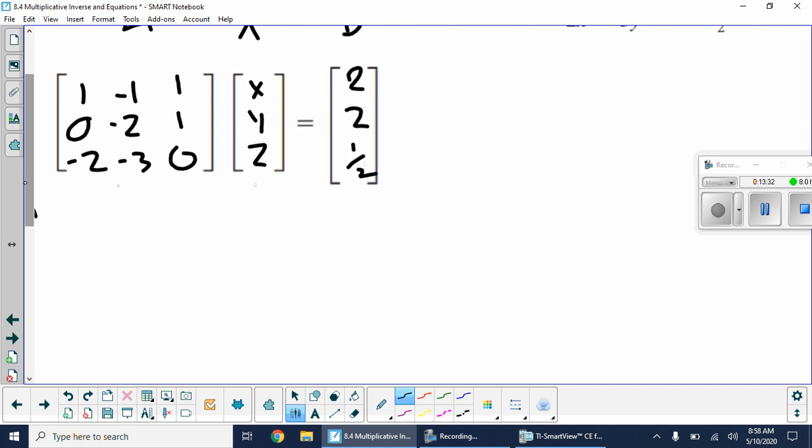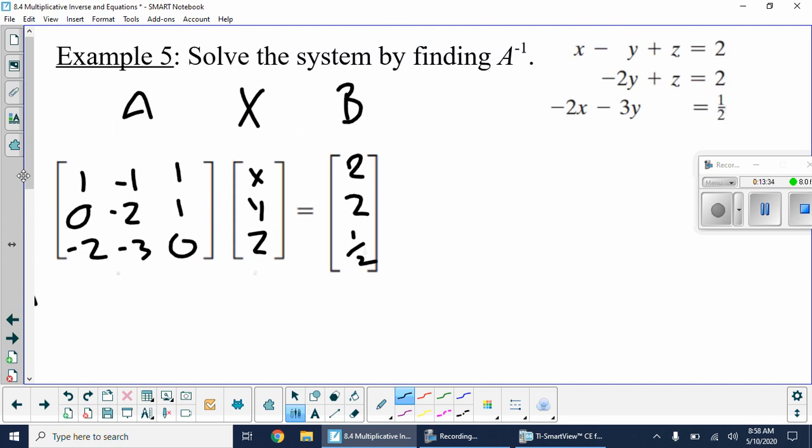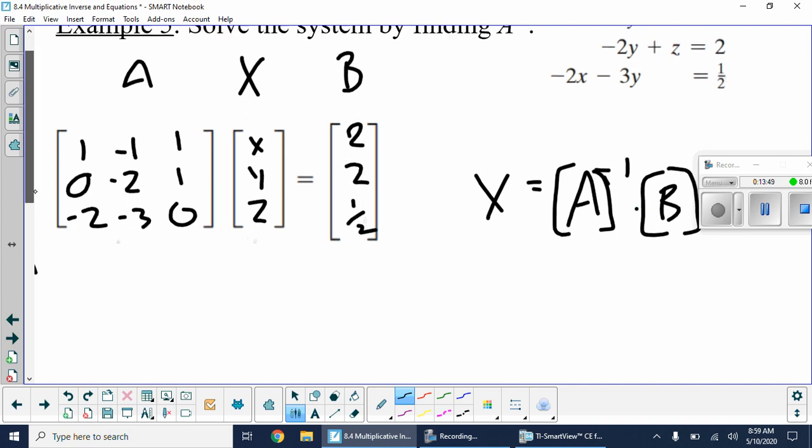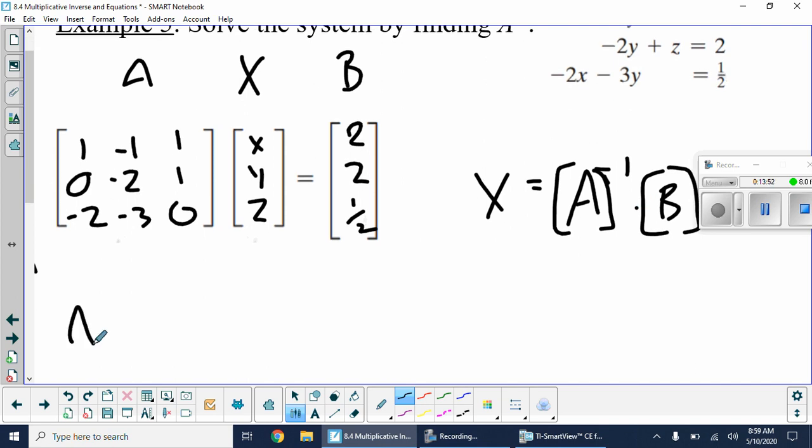So once again, the way that we will find what X equals, our matrix X, our variable matrix, is to do A inverse times matrix B. So we're going to have to find what A inverse is.